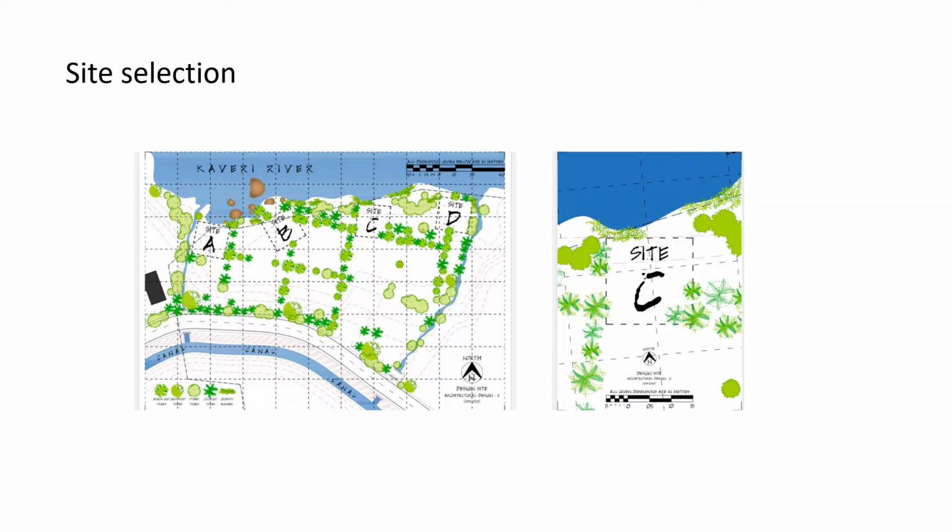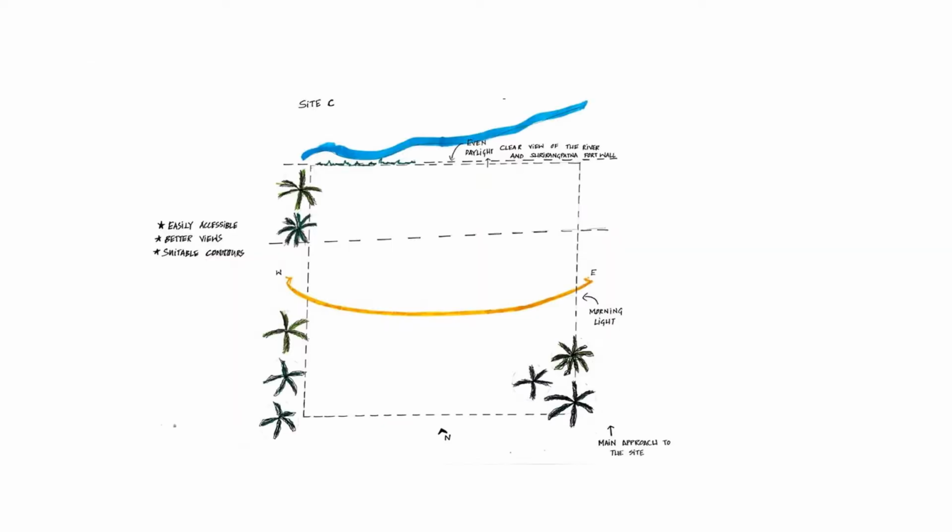So we were given four sites and we were supposed to select one among these. The site which I chose is site C. One of the main reasons for choosing this is that it is easily accessible from the main approach of the whole site. The other reason I'll explain in the next slide. So site C is easily accessible and it has better views and suitable contours. This is the reason why I chose site C.